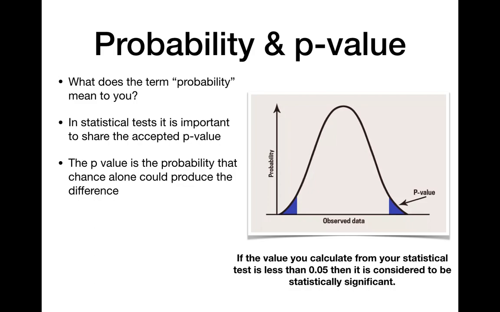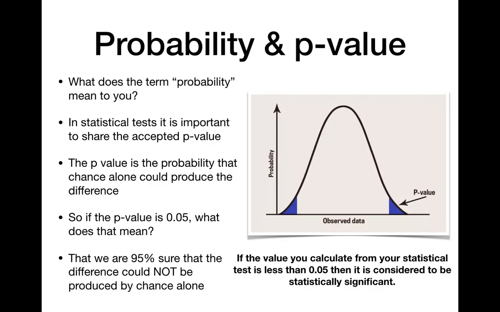So how big of a percentage are you willing to give that chance alone could have caused this difference? So if it is 0.05, what does the p-value mean? Well, that means that you're accepting just that 5% chance that the relationship to your variables is caused by chance alone, which means you are 95% certain that that difference is not caused by chance alone. Now, 0.05 is the accepted p-value in science, so that's a value you're using for your research as well. So if you get a value from your tests that's less than 0.05, then it is statistically significant.